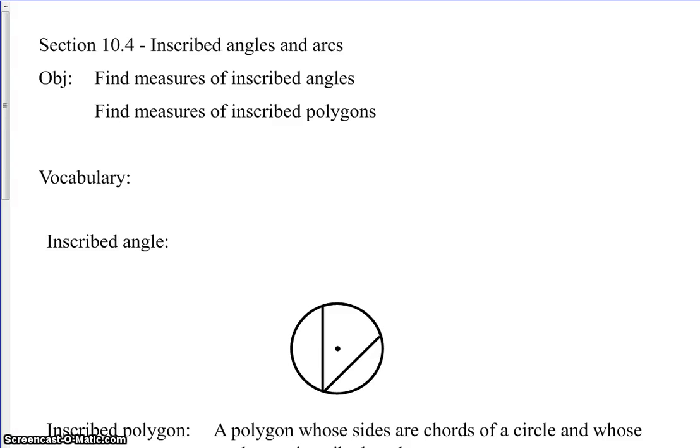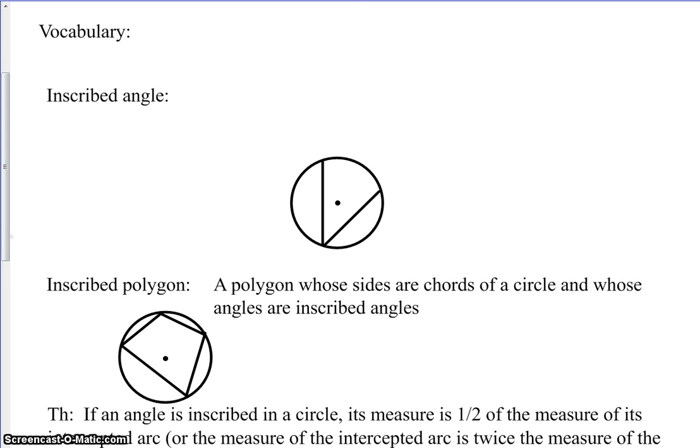Today we're going to be talking about the relationship between inscribed angles and their subtended or intercepted arcs. This is also going to allow us to find the measures of the angles of inscribed polygons. First, we need to look at the definition of an inscribed angle.